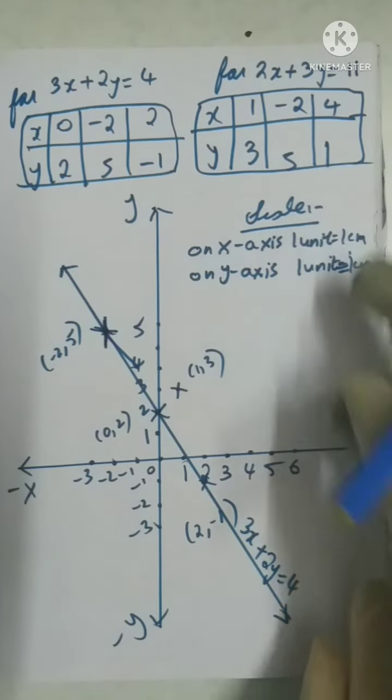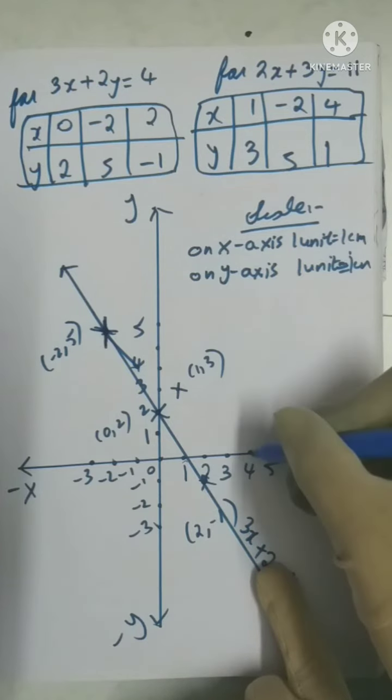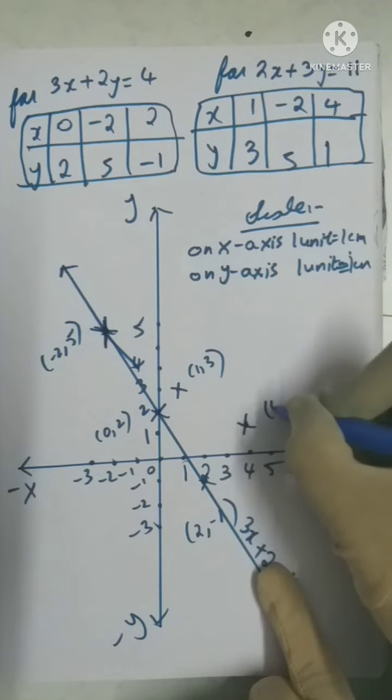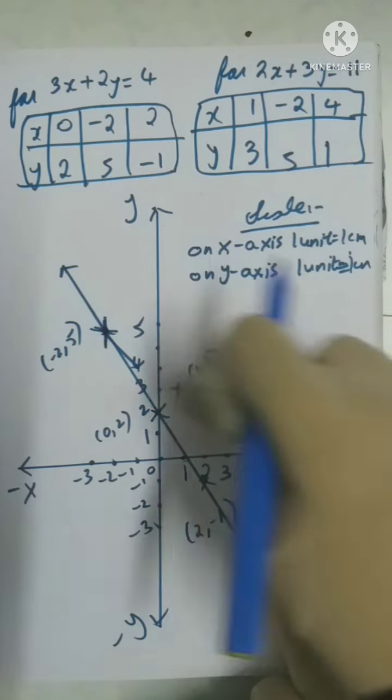Next we have when x is 4, y is 1. When x is 4, y is 1, this is the point we have, (4, 1). Now join all these 3 points with a scale.